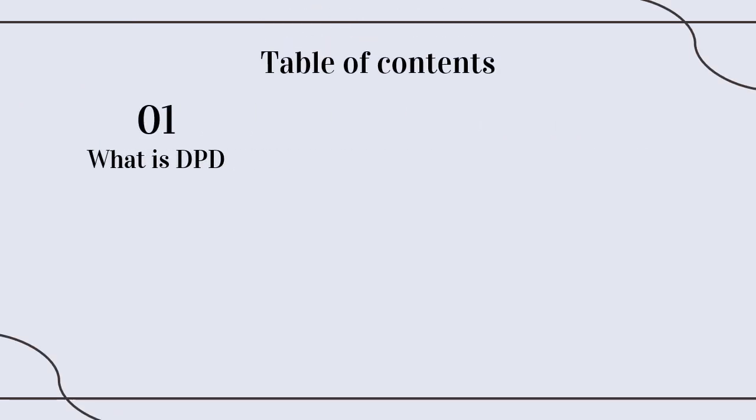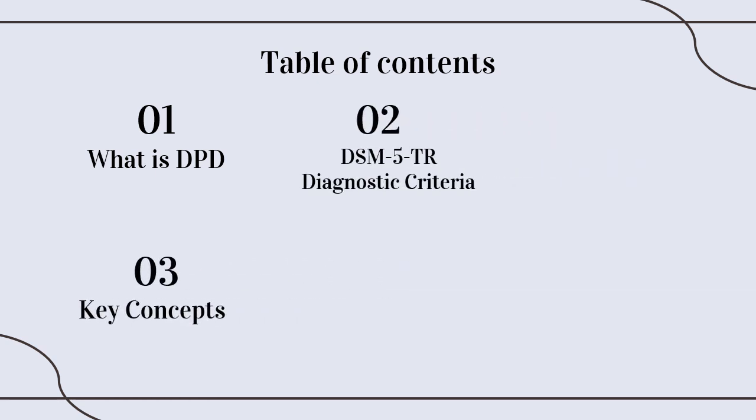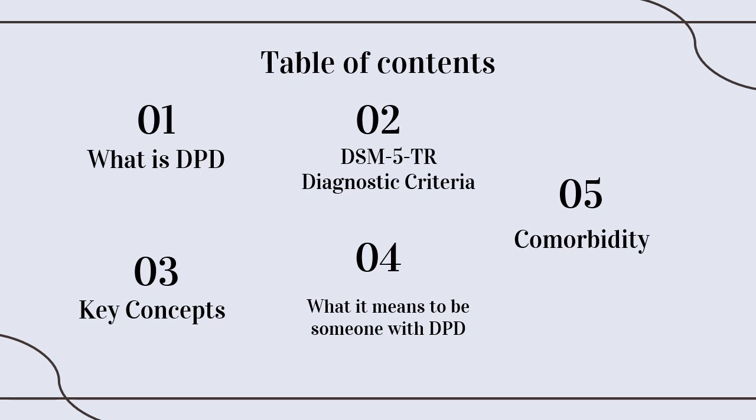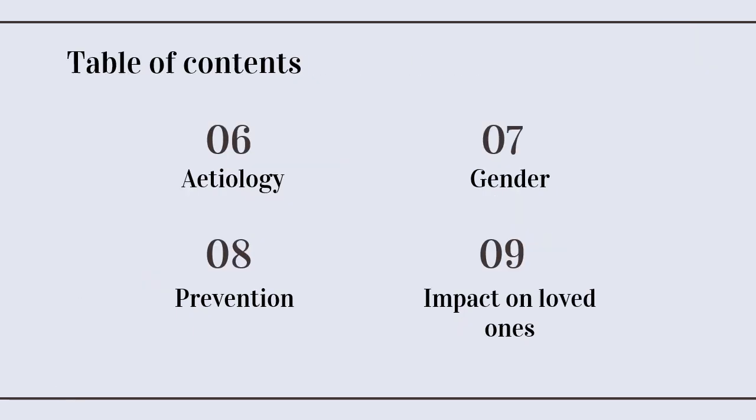So let's take a look at what we'll be covering today. We'll be covering what is DPD or dependent personality disorder, the DSM-5 TR diagnostic criteria for dependent personality disorder, key concepts, what it means to be someone with DPD, and the comorbidity. We'll also be covering the etiology, the gender aspects, prevention of DPD, and the impact on loved ones.